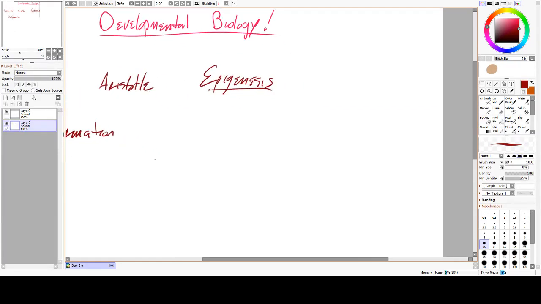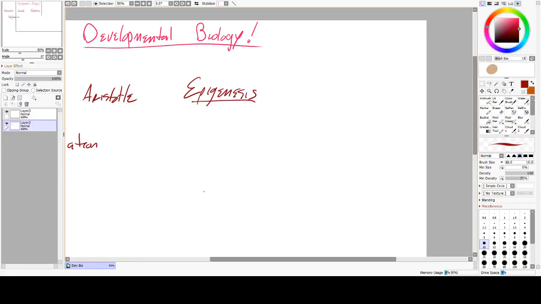William Harvey is our next person on the list. In 1651, he was actually the first to identify the egg as the basis of life, which began the ovis, because the ovum is actually what the egg is. Its proper term. That's what it's called.